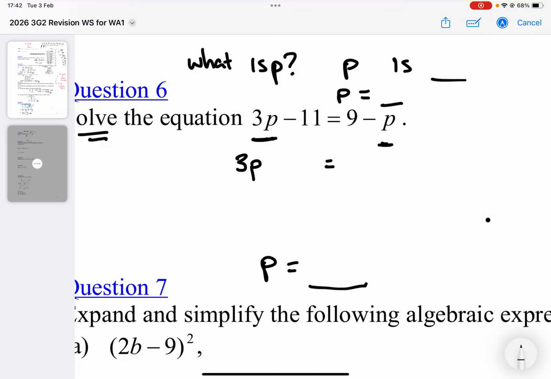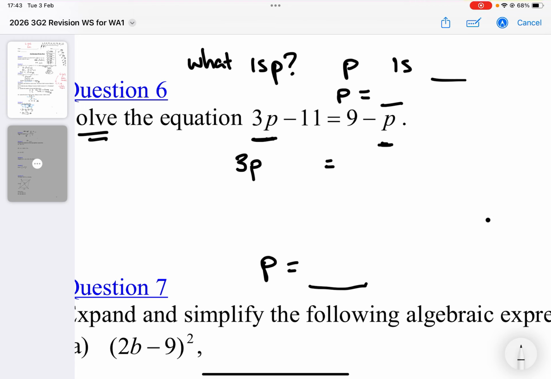I am writing an equation. I want to write the next equation from the first equation. The first equation they give me is a clue. Okay? On the left, 3P minus 11 is the same as 9 minus P. If I want to write the next equation, I can do anything to the left, I can do anything to the right, as long as I do the same thing to both sides. Then left and right can still be equal.